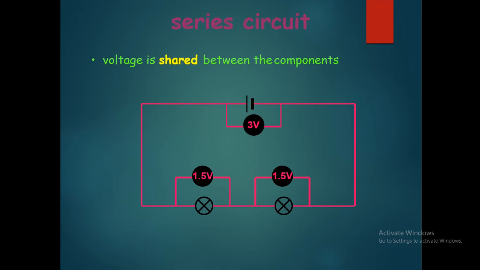It is a simple series circuit, and we are applying KVL. We can say KVL here. 3 volt is going to be supplied to the circuit, and these two are identical rated bulbs. Then the voltage across the first bulb will be 1.5, voltage across the second bulb will be 1.5. These two are going to be added to get the 3 volt.